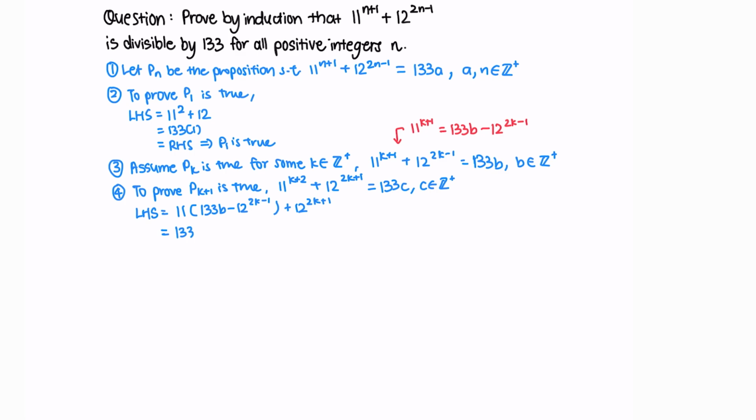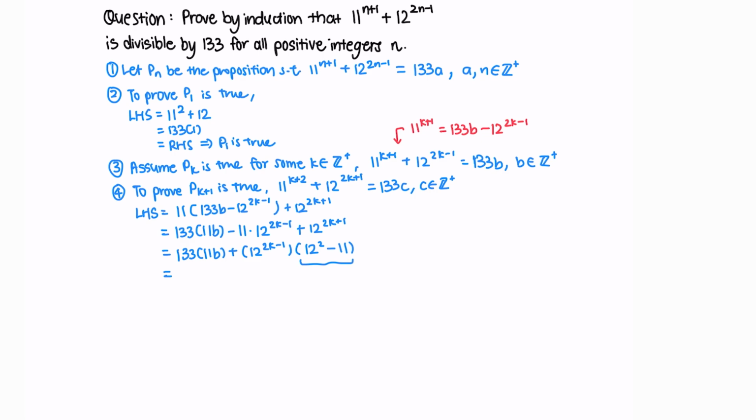What I want to do is switch positions. I want 133 times 11b minus 11 times 12 to the power of 2k minus 1 plus 12 to the power of 2k plus 1. And again, it may not be so clear what I can do here, but one move that I could do is factorize out this 12 to the power of 2k minus 1. So that's what I'm going to do. I'll do plus 12 to the power of 2k minus 1, and then what is left here will be 12 squared. Because if you think about it, this is just equal to 12 squared times 12 to the power of 2k minus 1. So after our factorization, I'll get 12 squared and minus 11 over there.